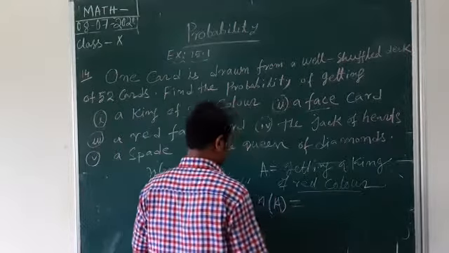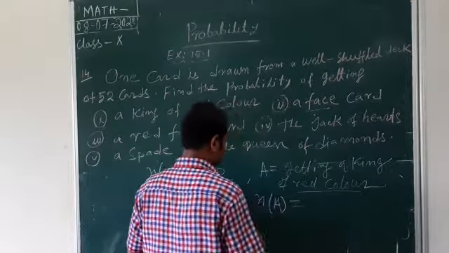So what is the probability? By the definition of probability, as all of you know, it is the number of favorable outcomes divided by the total number of outcomes. So the number of events is 2 by the total sample points 52. That is equal to 1 by 26. Clear? Complete.